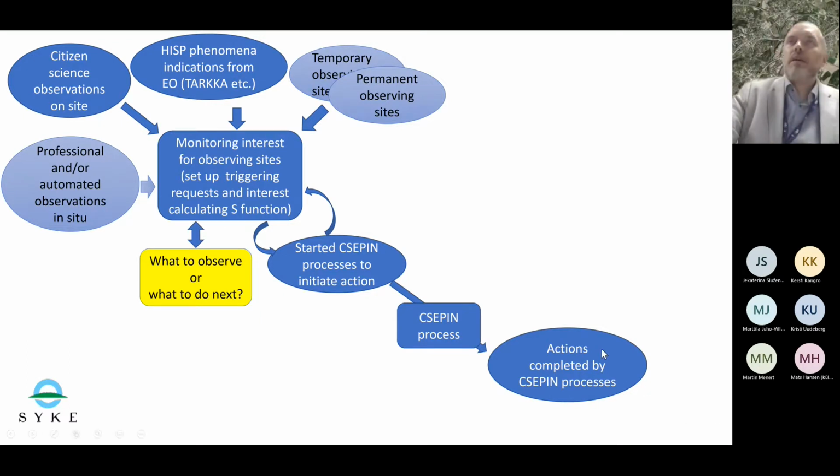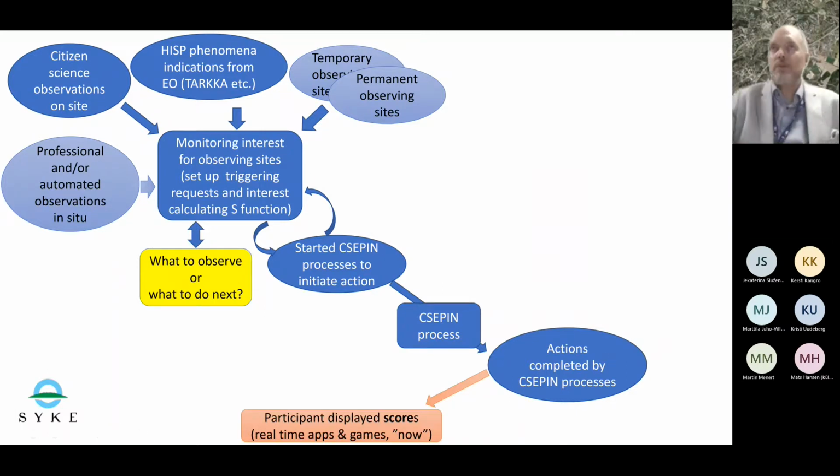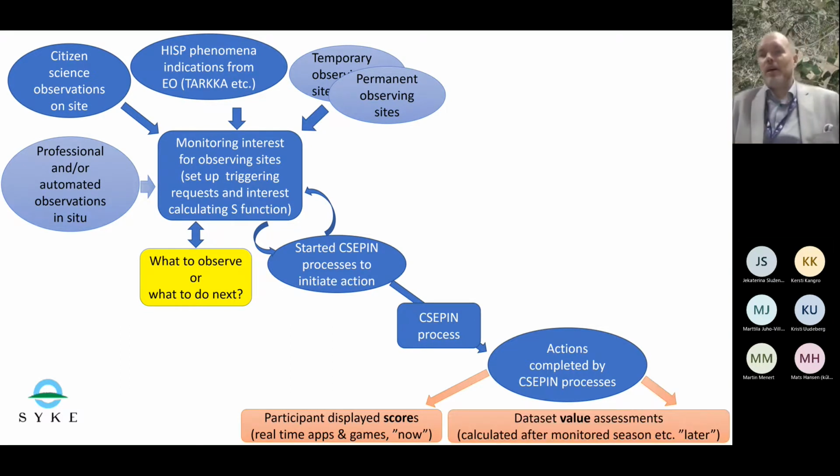And then we can calculate the scores for the observers for guiding them in real time. And then we can use the same or a different method of calculating the points for calculating the dataset value of the data that was observed in real time. And there is a big difference in theory between these two, because you can also include in this CSEPIN process validation of the observations, as explained in the next steps.